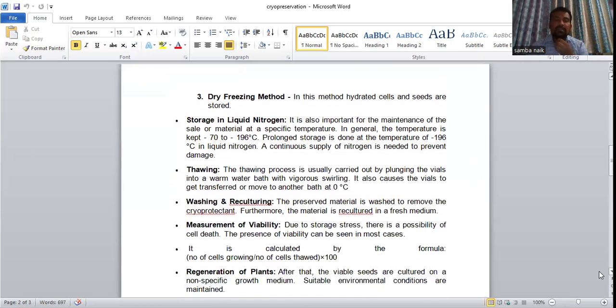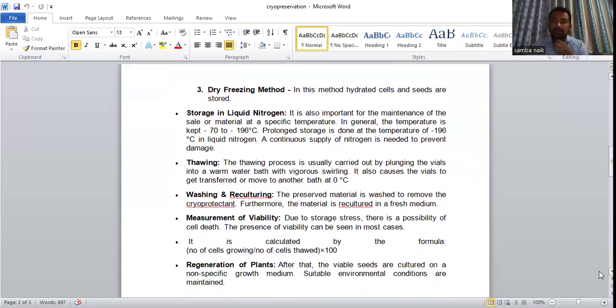The next step is storage in liquid nitrogen. It's also important to maintain a specific temperature for the cell or material. In general, the temperature is kept at minus 70 to minus 196 degrees. Already we discussed this previously. Prolonged storage is done at a temperature of minus 196 degrees in liquid nitrogen. A continuous supply of nitrogen is needed to prevent damage.